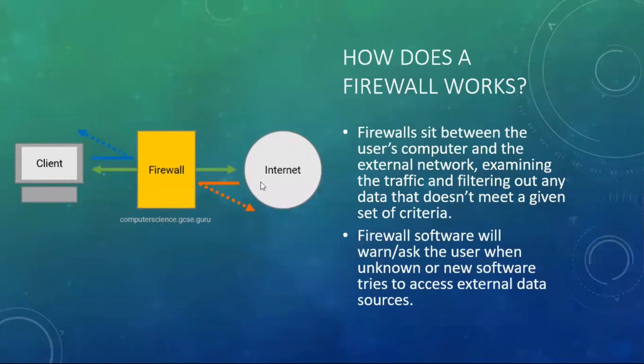Now, there is another way. From the internet, someone is trying to communicate with you. There is again the firewall which gets bypassed. Okay? How does a firewall work? A firewall sits between the user's computer and the external network and examines the traffic, filtering out any data that doesn't meet a given set of criteria.